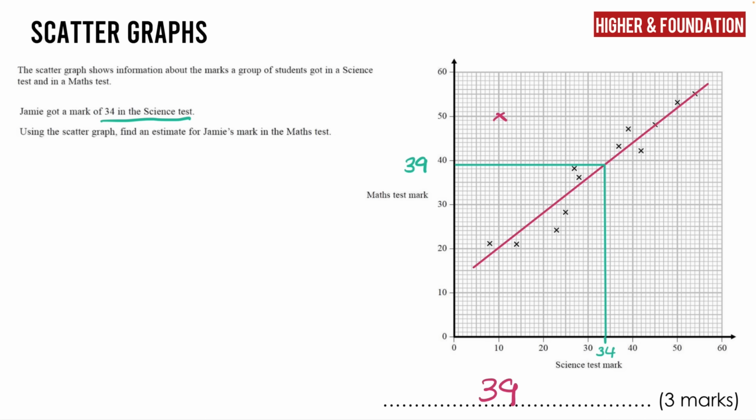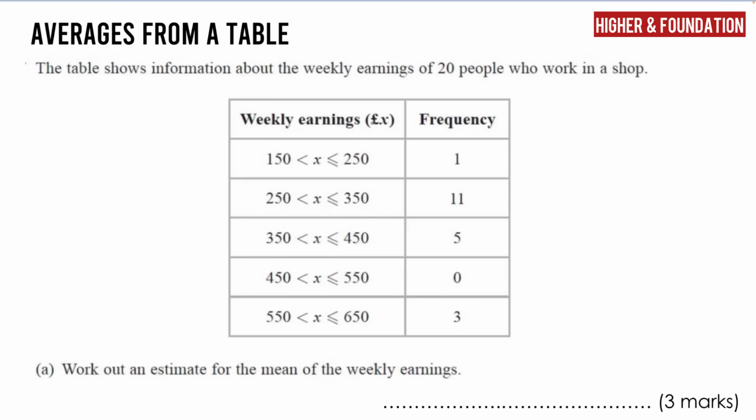And sometimes you can be asked to give reasons for them like that. But there we go, there is a scatter graph and all the little bits and bobs that you can be asked about them too. Now we've already looked at a median from a table, but this one's looking at estimating the mean from a table.